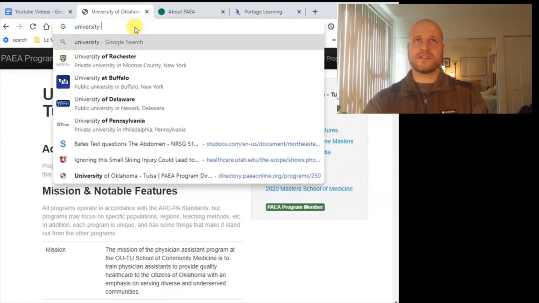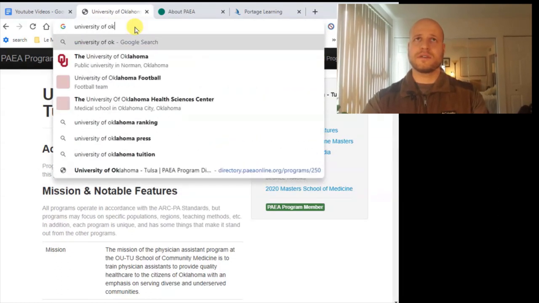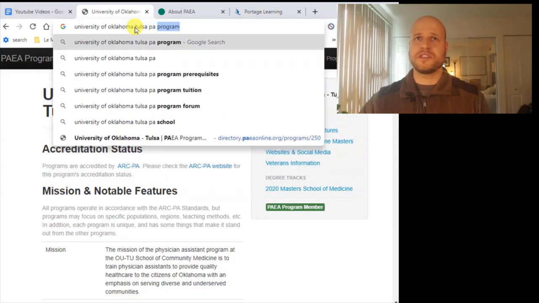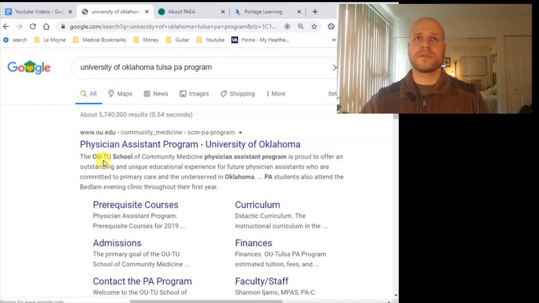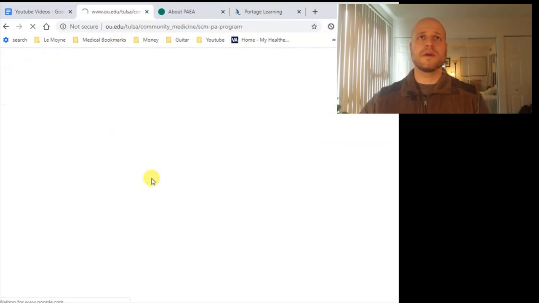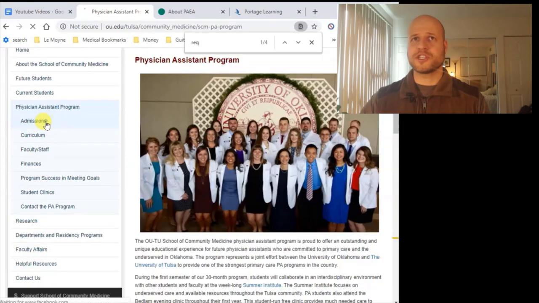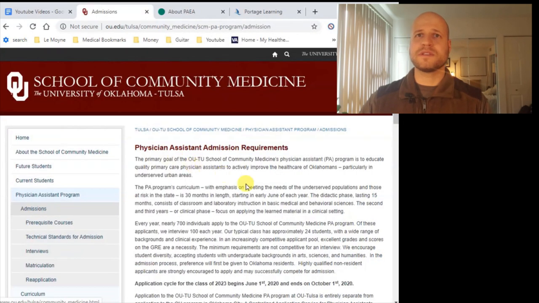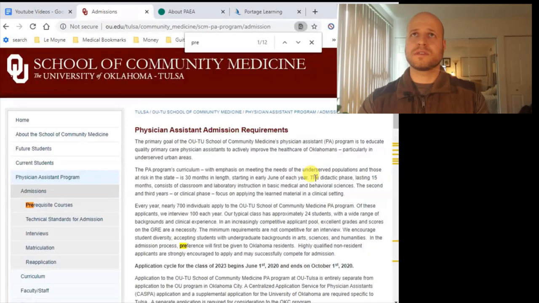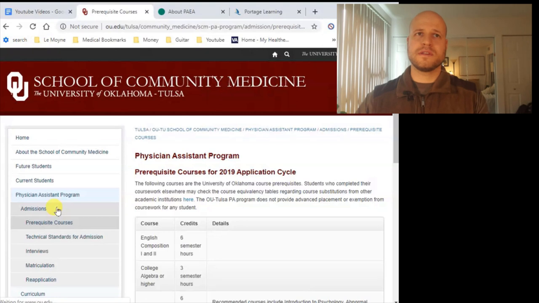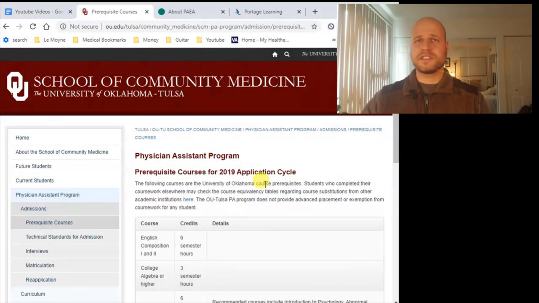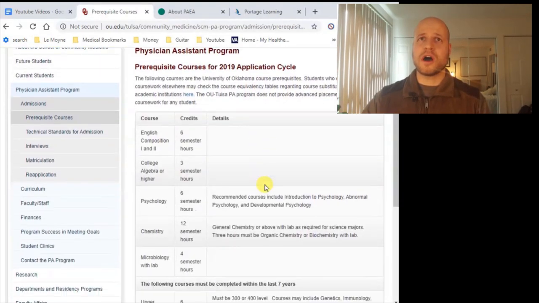Let's just go to the University of Oklahoma, Tulsa PA program. It's usually the first thing that comes up. There it is, ou.edu. And there's your physician assistant program, okay? Let's go to admissions. Admissions requirements, there's everything. And let's just go down to prerequisite courses. There it is, prerequisites. And here you can see it basically matches up with what we saw on PAEA.